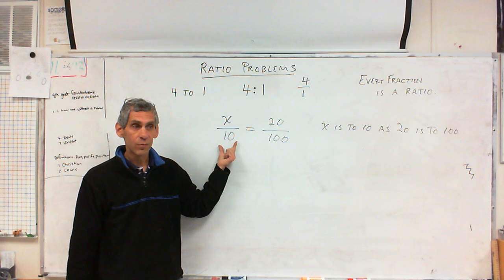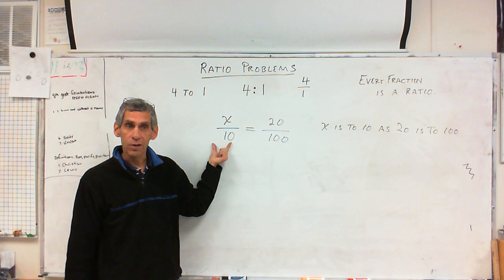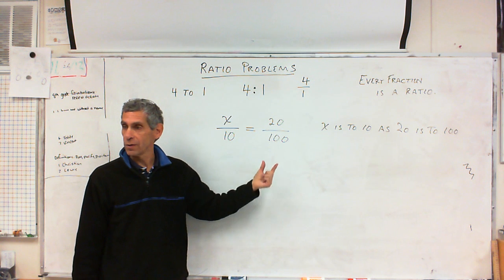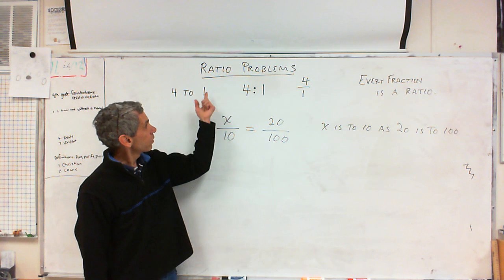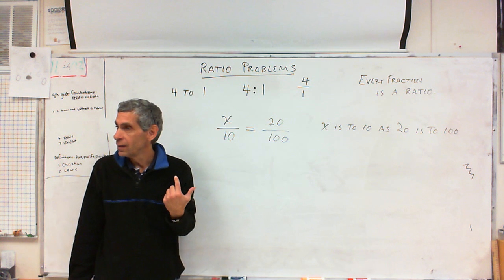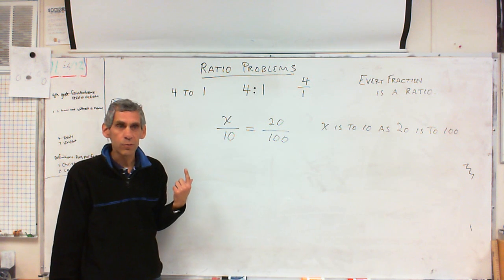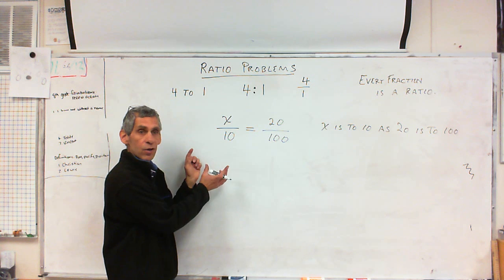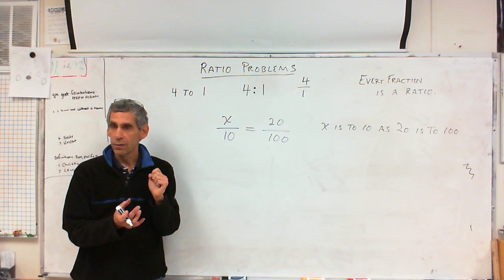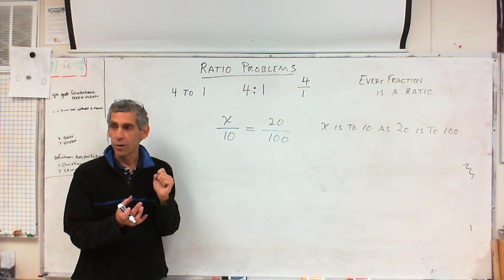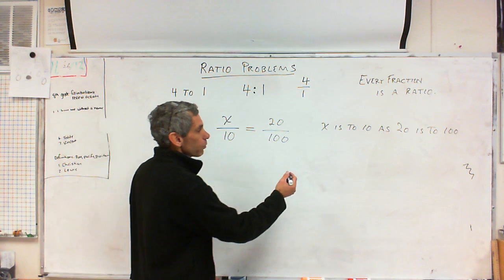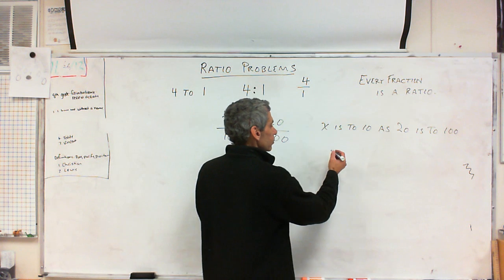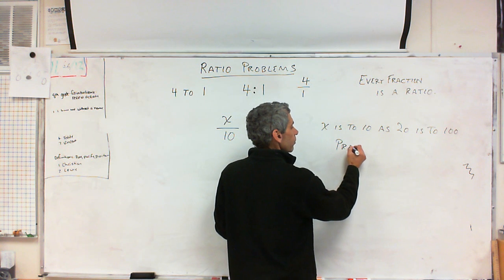What is it called when you have a ratio equaling a ratio? Does anybody know? So we're calling this ratio problems, but technically, yes, they're ratio problems, but there's actually a name for this. When you have two ratios equaling each other, they're called proportions. Right. So proportion. Whenever you have two ratios equal, it's a proportion. The definition of a proportion.